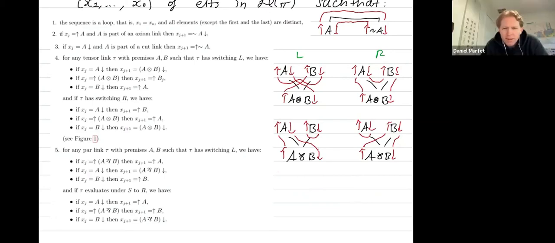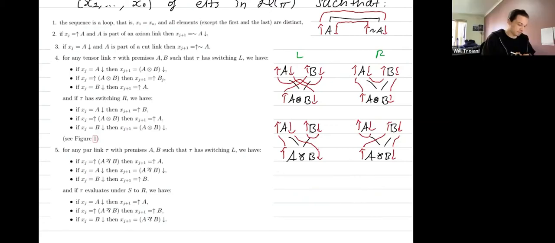What mnemonic do you use to remember which is left and which is right switching? Yeah, I don't really have one. I've just experienced. So with par, it's very easy. This one's left because you connect the bottom one to the left, and this one's right because you connect the bottom one to the right. You know, you can be rude about it and say that right is more canonical than left.